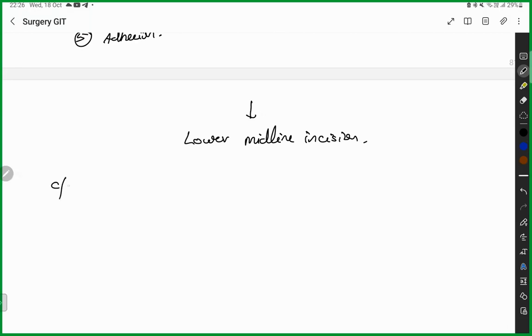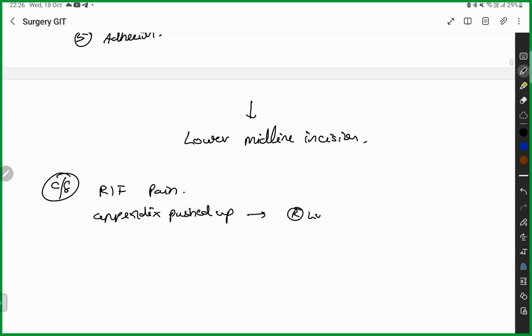So what are going to be the clinical features? Right iliac fossa pain, and sometimes the appendix is pushed up, and this causes right lumbar pain. What is going to be the investigation of choice? This is most commonly occurring in pregnant women, therefore the investigation of choice is going to be USG. And what is going to be the treatment? Management is going to be lap appendicectomy.